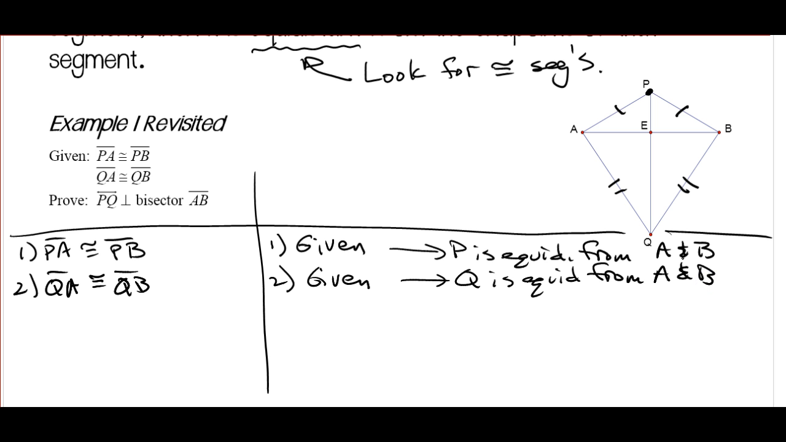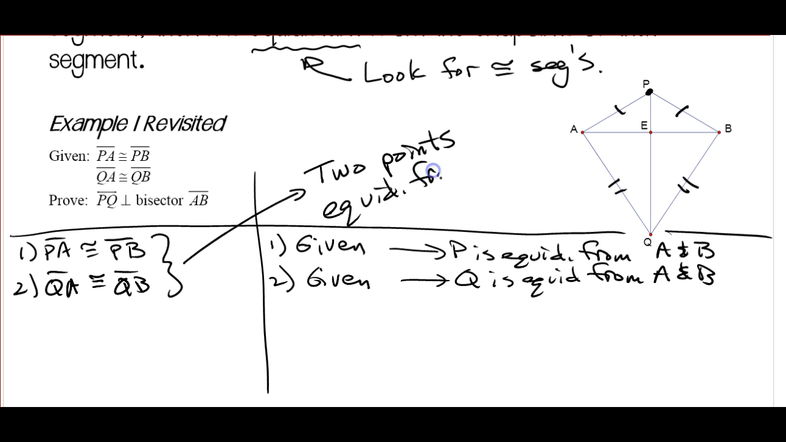So I've got 2 points. This tells me that I have 2 points equidistant from the endpoints of AB. Okay, so these are just some things to clarify.